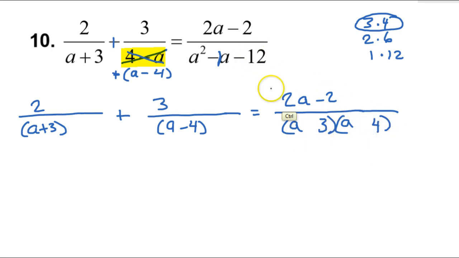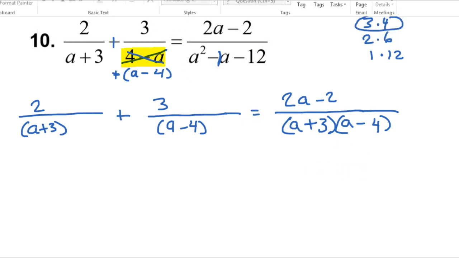Inner plus outer must equal middle. Inner, I've got 3a. Outer, I've got 4a. I'm trying to get negative 1 middle. So for that, I need a positive 3 and a negative 4. So that's why this will be positive and this will be negative. Now I have to check one last thing. Am I getting negative 12? Well, positive 3 times negative 4 is negative 12, so we're good. So everything is factored correctly.